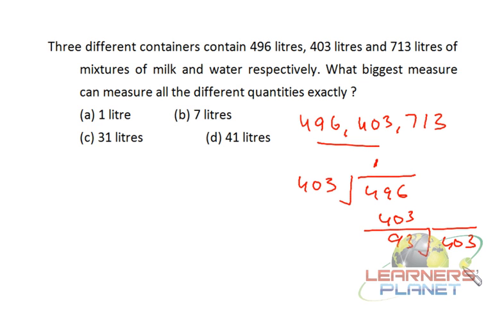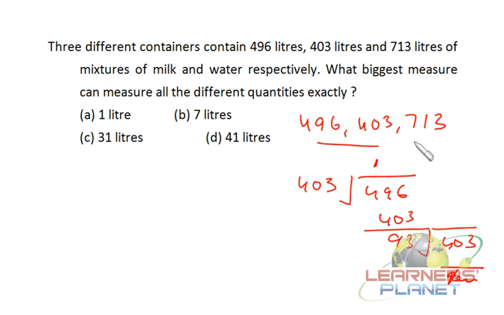So when 403 is divided by 93, we'll be getting some remainder, whatever the remainder is. Then we'll further divide 93 by that particular remainder and the process will be continued till we get the remainder as 0. When we get the remainder as 0, in that particular operation, whatever the divisor is will be the HCF of these two numbers, that is 496 and 403. Then whatever the HCF of these two numbers is, we will find the HCF of that number and 713. Okay, so this is the procedure of division to find out the HCF.